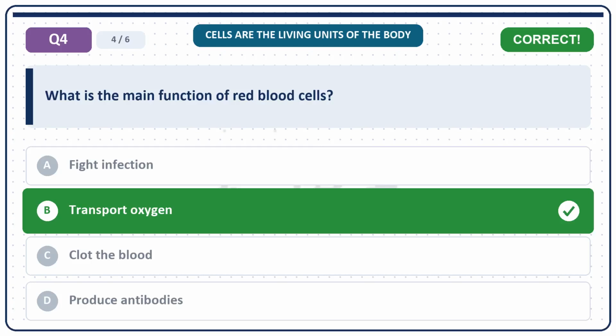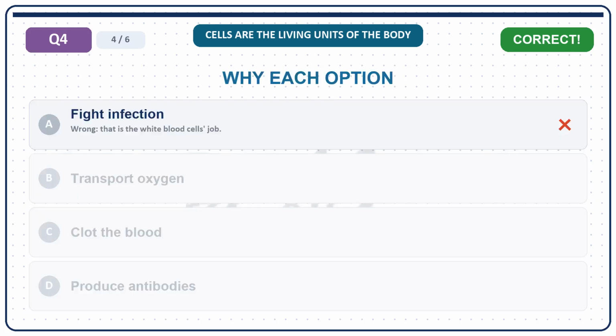Option B, transport oxygen. That's correct. Now, let's break down each option. Option A, fight infection. This one is wrong, because that is the white blood cell's job. Option C, clot the blood. This one is wrong, because clotting is done by platelets.